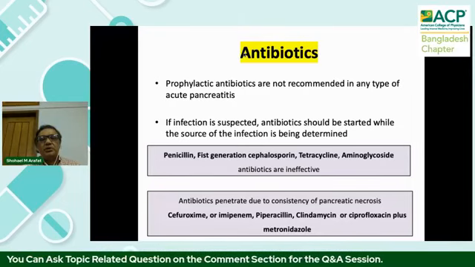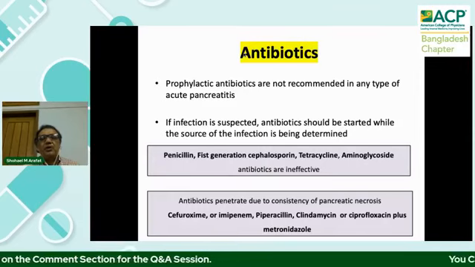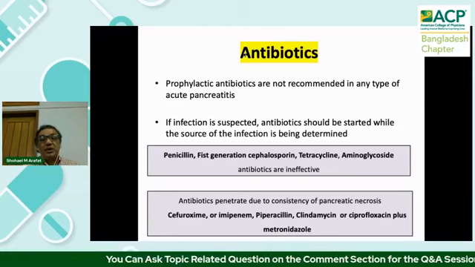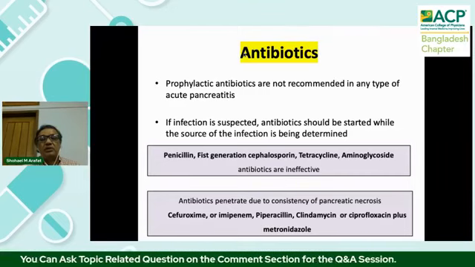Why do we suspect? Because the patient is getting hyperpyrexia, the fever is going up and up, the patient is still deteriorating, the abdominal pain is increasing, so possibly the patient has got infected pancreatitis. In this case, we start empirically, but we should not forget to send the culture before starting antibiotics.